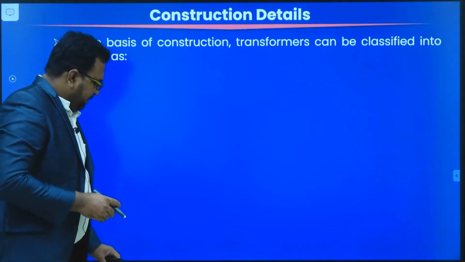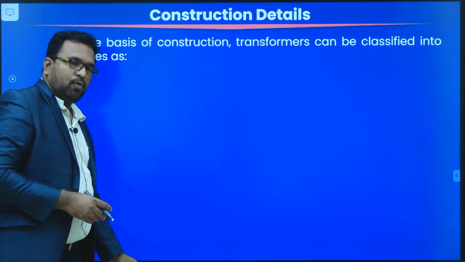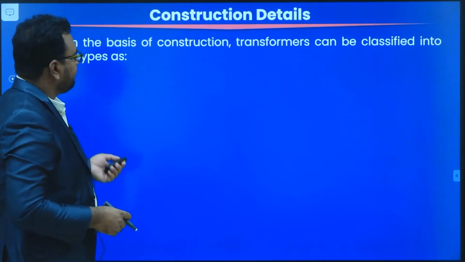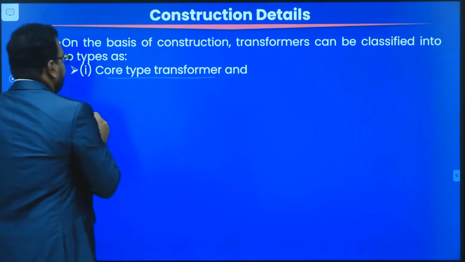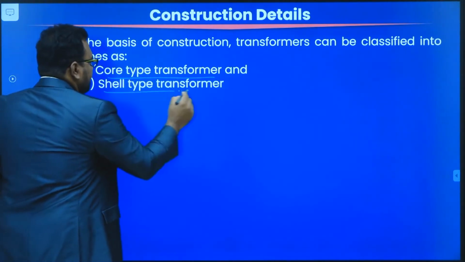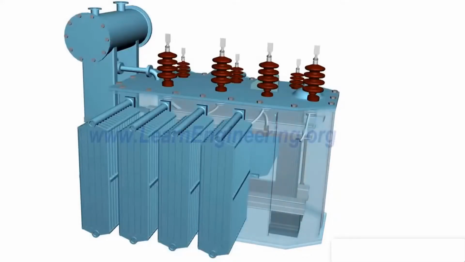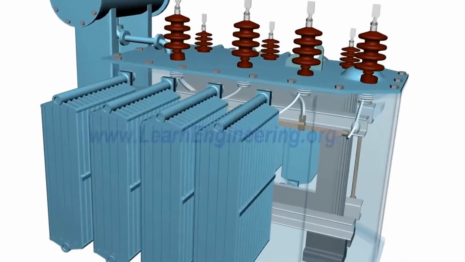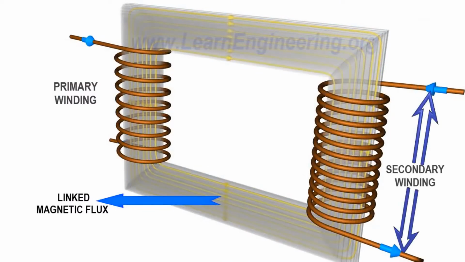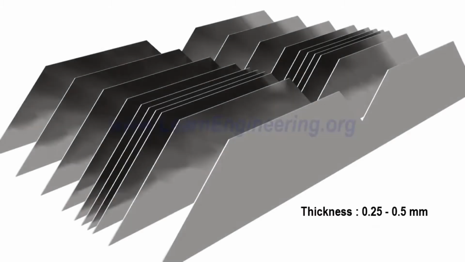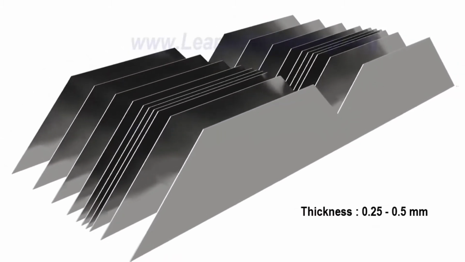Based upon the construction, the transformer core is divided into two types. The first one is called the core type transformer and the second one is the shell type transformer. The transformer core helps to effectively transfer magnetic flux in the primary winding to the secondary winding. The core is made up of thin slices of highly permeable material. In this video, we will go through different types of core construction.